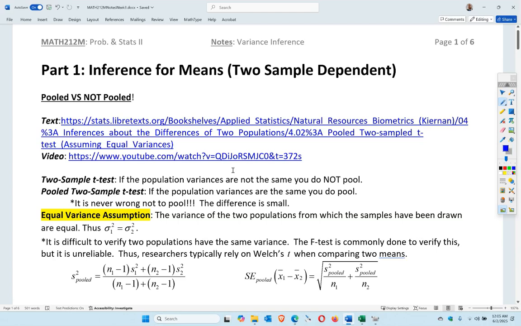Okay, so we did mean to sample last week. We're going to do mean to sample this week also. So the first thing I want to talk about is pooled and not pooled. They refer to it in the book, but we're not going to pool.